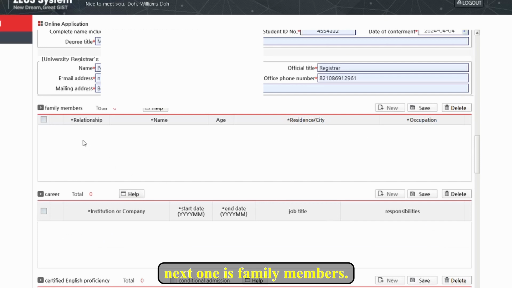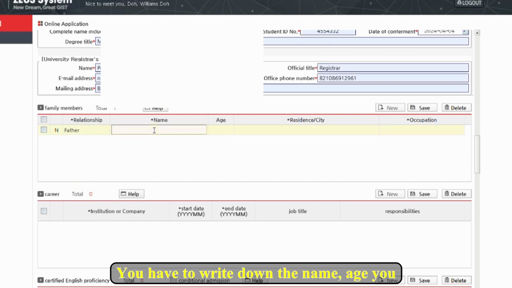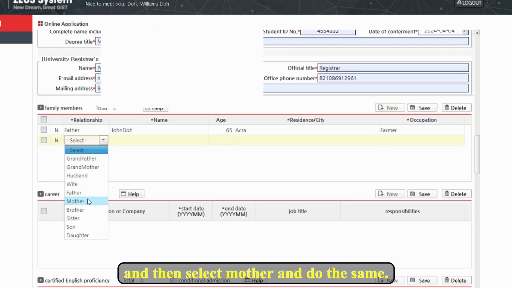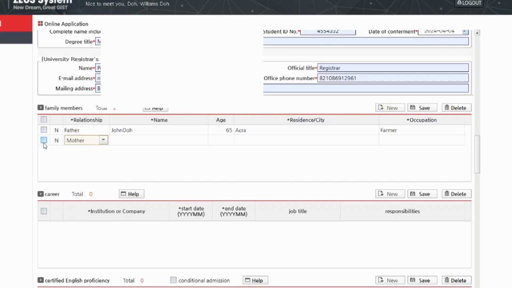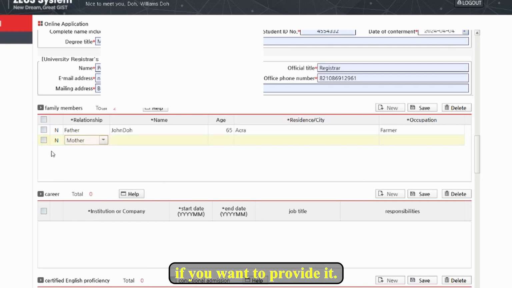And the next one is family members. If you have family members, probably you have a mom. Here we will take the first one is your father. You have to write down the name. Age, you have to provide their age. Residency, maybe Accra. Occupation, maybe farmer. You have to provide the information. And then next one, you can go ahead and then select mother and do the same. If you have a brother, a sister, husband, provide the information if you want to provide it.